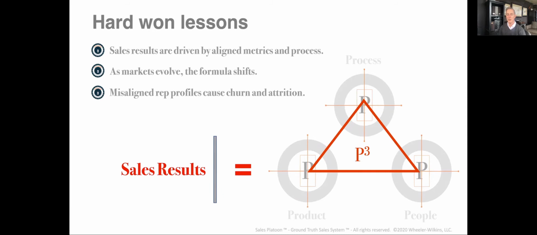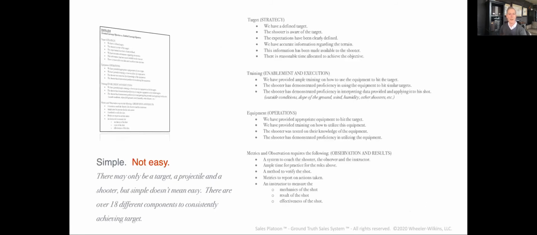And as that formula shifts, we can have misaligned rep profiles that cause churn, not only for our customers, but attrition on our teams. And that attrition is one of the hallmarks of things we're going to talk about today. This final slide I put in, and I know it breaks every rule of PowerPoint, but the idea here is to illustrate that sales is simple, but it's not easy. And when you think about target acquisition as something as simple as archery, there's over 18 different things that an archer needs to know in order to execute a well-placed shot.